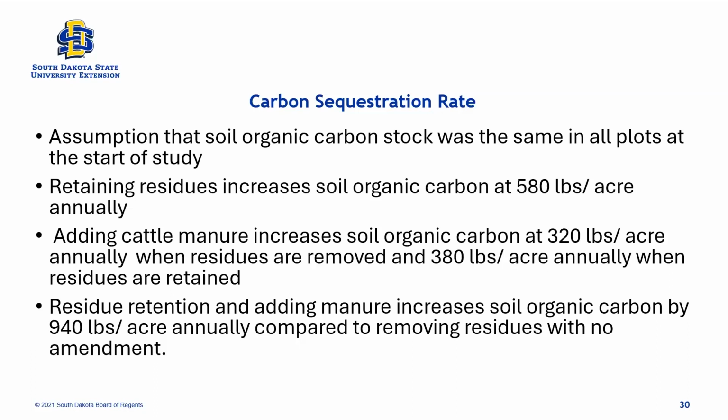And compared to keeping residues, adding manure, when you kept residues, increased your carbon stock by 320 pounds annually compared to just keeping the residues. And when you remove the residues, it increased your soil carbon stock by 380 pounds annually compared to removing the residue with no amendment. And when you had the manure application and kept your residues, you increased it by quite a bit compared to removing residues with no amendment.